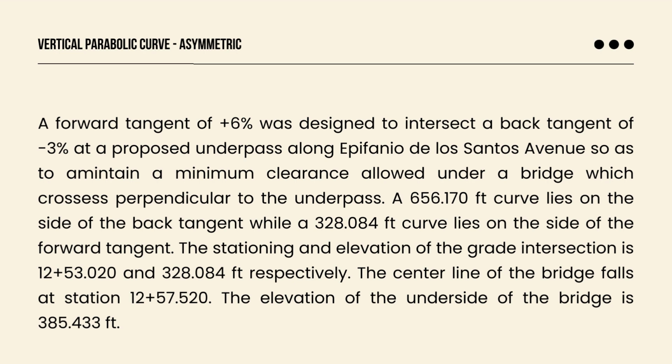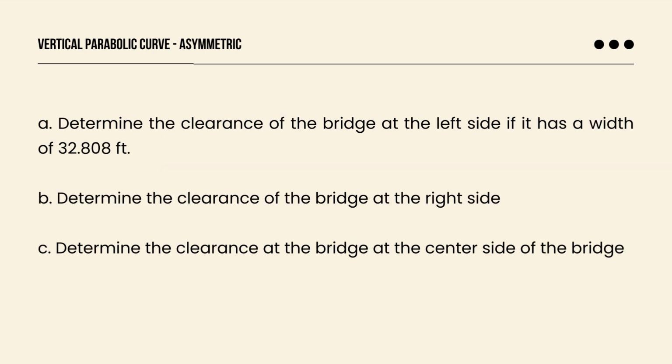The stationing and elevation of the grade intersection is 12+53.020 and 328.084 feet respectively. The center line of the bridge falls at station 12+57.520. The elevation of the underside of the bridge is 385.433 feet. A. Determine the clearance of the bridge at the left side if it has a width of 32.808 feet.